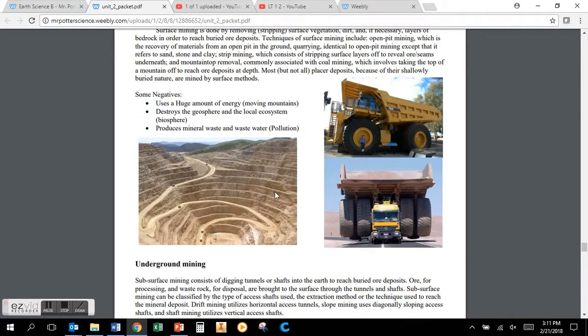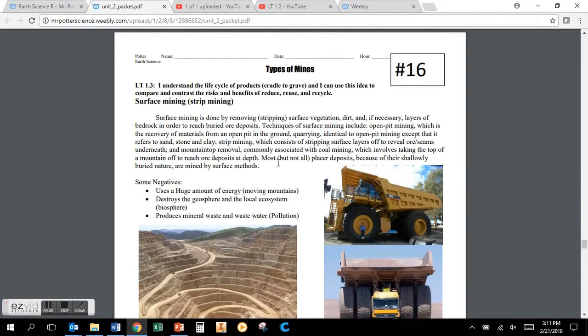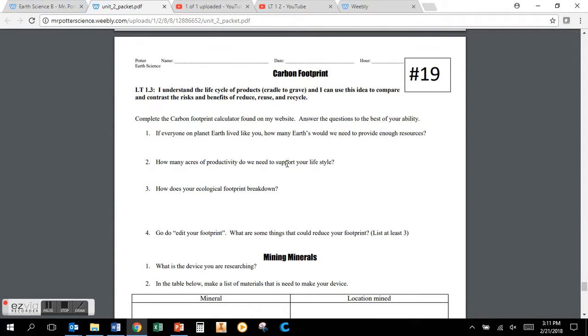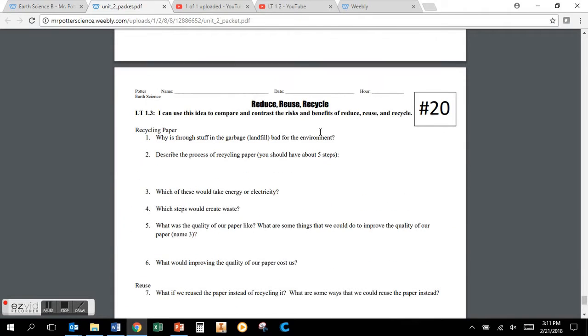We did a couple of activities with mining, but again, the moral of the story is that it's just bad. So that brings us to the end of the life cycle of a product. What do we do with something when we're done using it? Well, most of the time, we just throw it away. So it goes to the landfill.